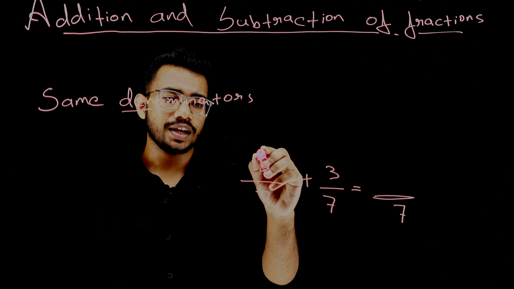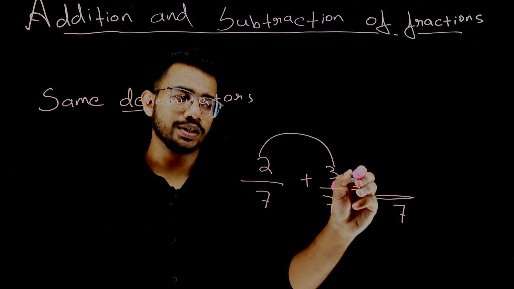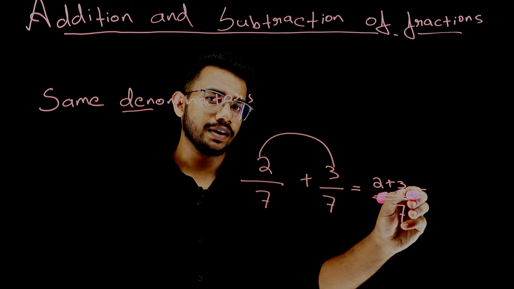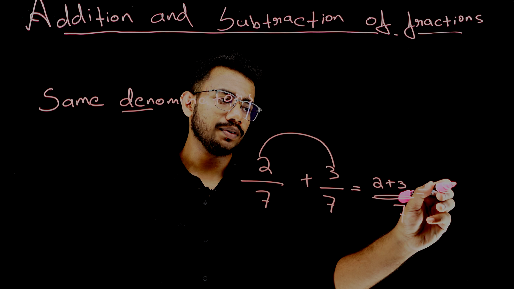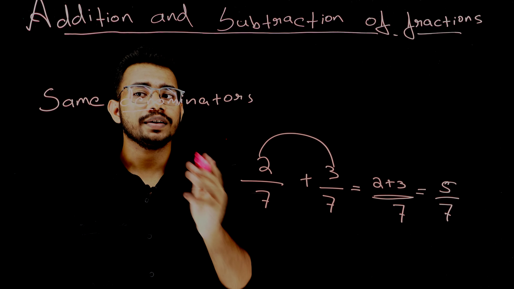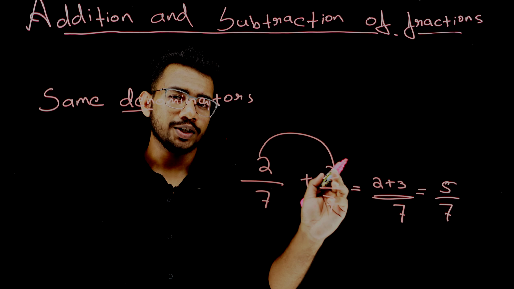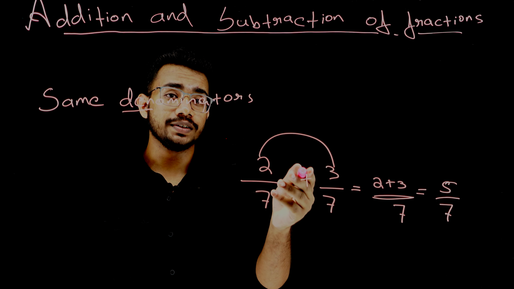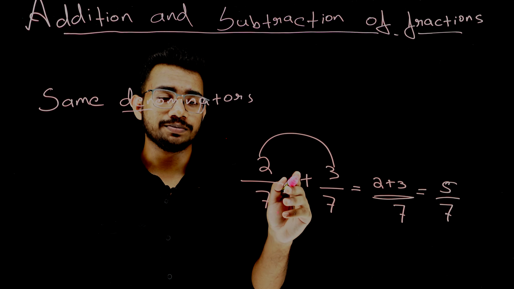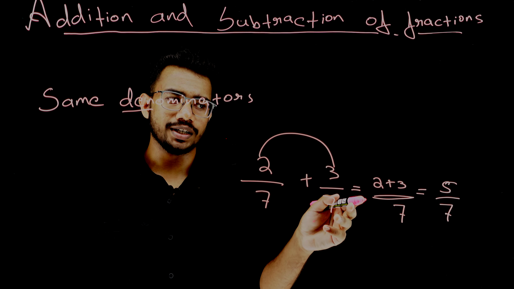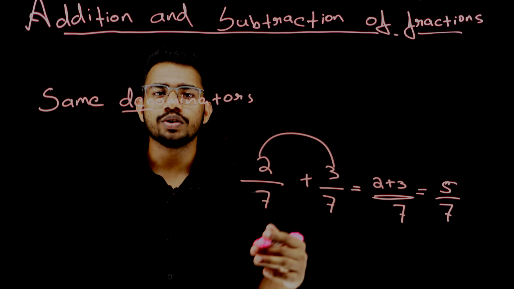And then I just have to add the numerators together, that is 2 plus 3, and I will get the final answer as 5/7. This is how all the problems with the same denominators are done. Make sure the denominators stay the same, then add the numerators if it is addition. In the case of subtraction, instead of adding, I subtract the numbers in the same order. That's the only difference. Now moving on to the next one.